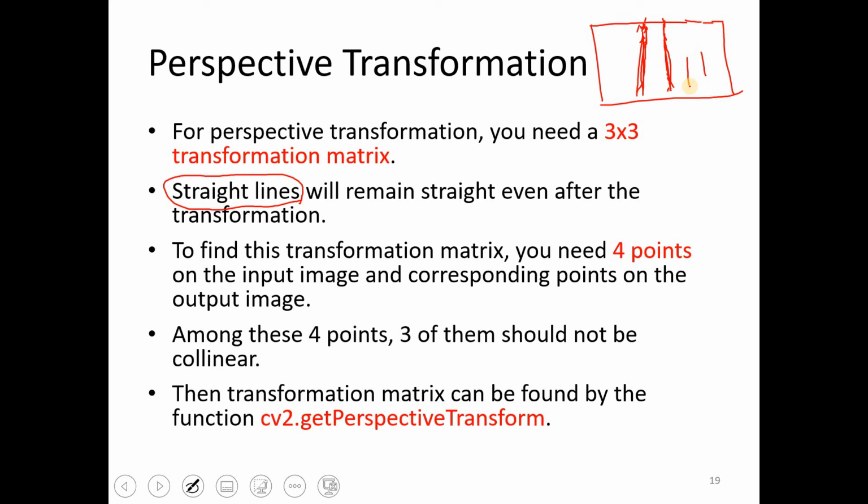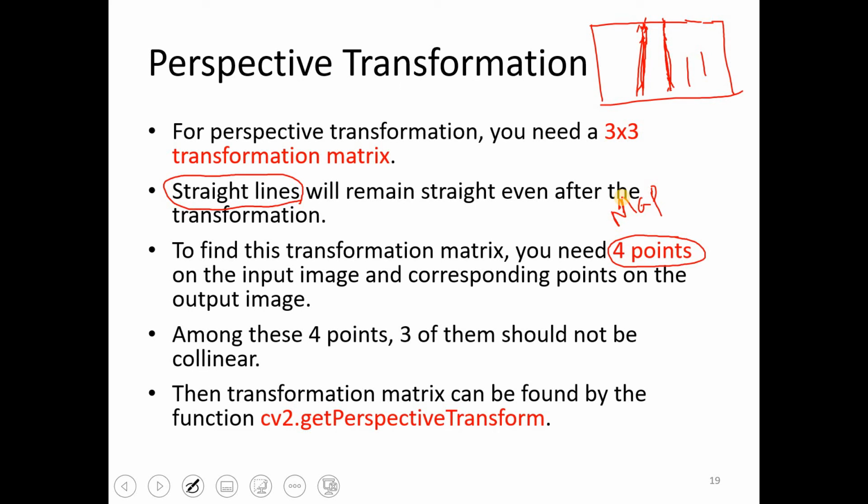So when you want to do this transformation, this one is different from the previous one. Here, to get the transformation matrix, we need to provide 4 points. We need to map 4 points between the input and the output image. If you are able to provide these 4 points, then the transformation matrix will be generated, and you can transform the whole image.